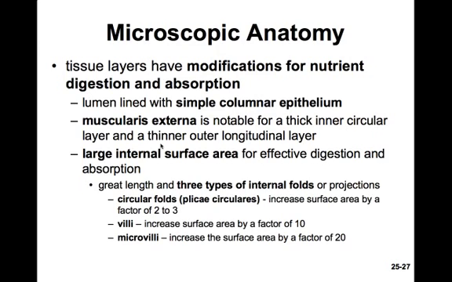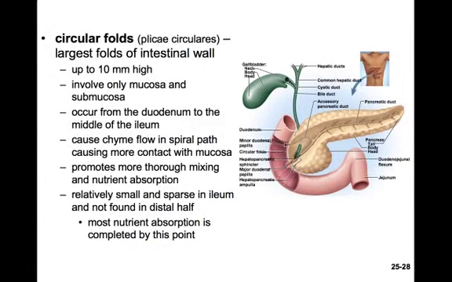First, the circular folds are going to increase the area by a factor of 2 to 3. And then we'll see villi, little finger-like projections all over the inner surface, which will increase the area by a factor of 10. And then microvilli all over the surface of the villi increase the surface area by another factor of 20. Let's look at those three mechanisms. First, let's look at the circular folds.